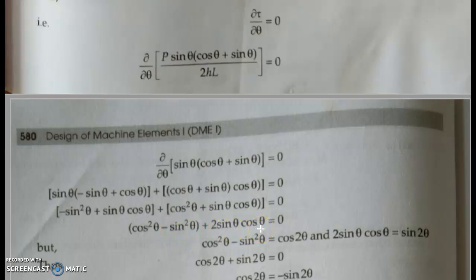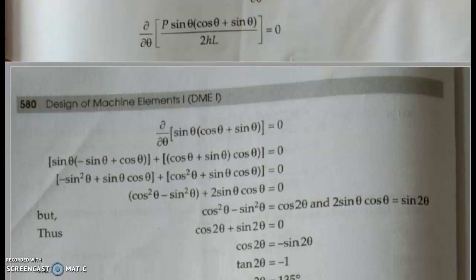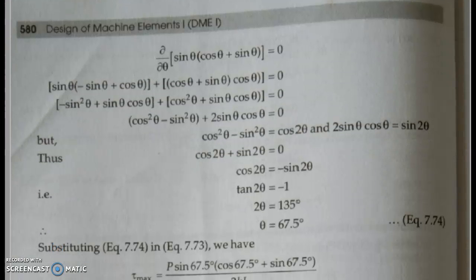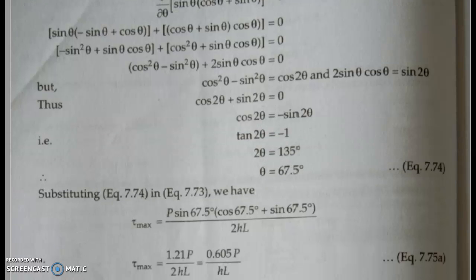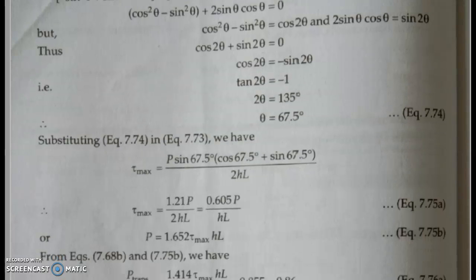What is that 2 sin theta cos theta? That is equal to sin 2 theta. And cos square theta minus sin square theta, we can again convert into cos 2 theta. So cos 2 theta plus sin 2 theta is equal to 0, or cos 2 theta is equal to minus sin 2 theta. We can write it as tan 2 theta is equal to minus 1, or 2 theta is equal to 135 degree. Theta is equal to 67.5 degree. That is the first question they are asking. Thus, we can prove that the value of the angle is equal to 67.5 degree.